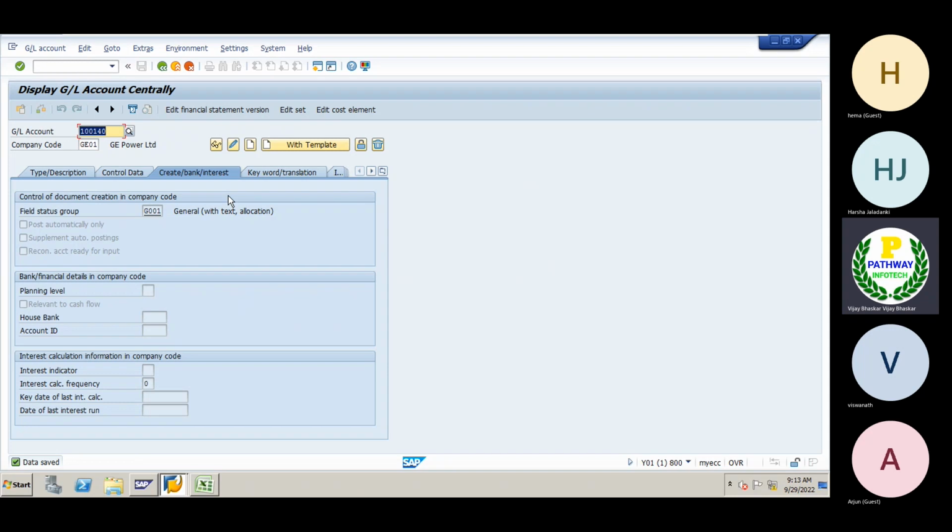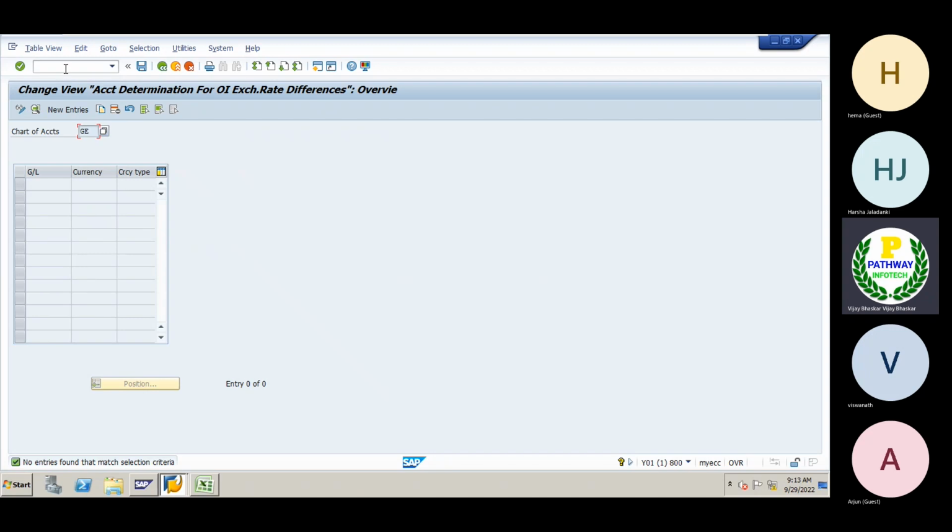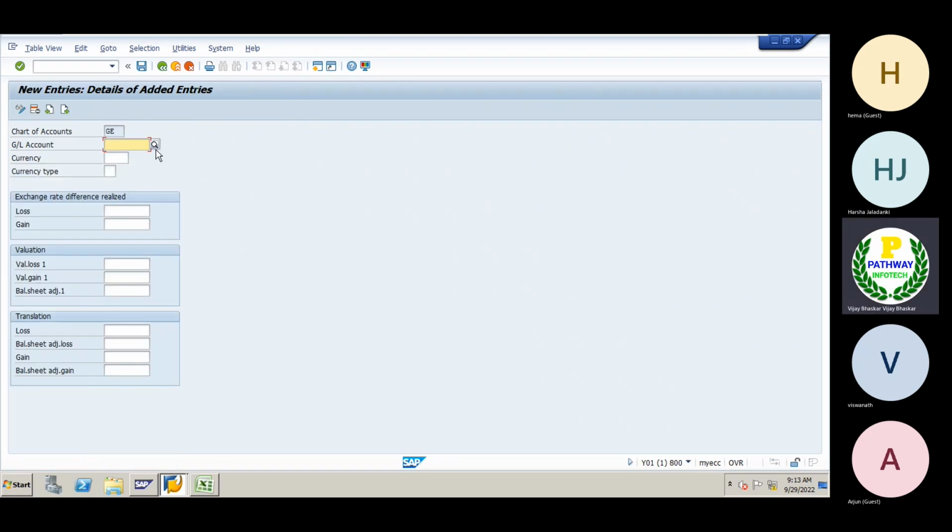For account postings, now let me go to OB09. OB09 is the transaction code to map the GL accounts for automatic postings. Give the chart of accounts. Then under this chart of accounts, click on new entries. If you have GL accounts related, you can map the GL accounts also.